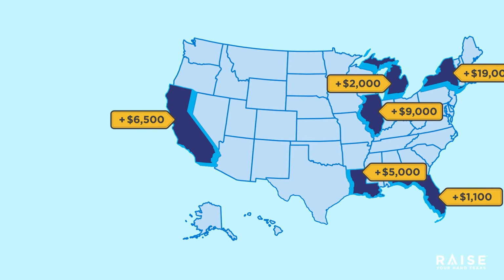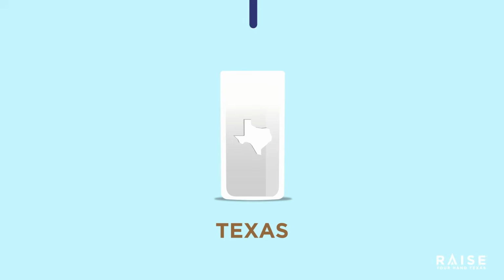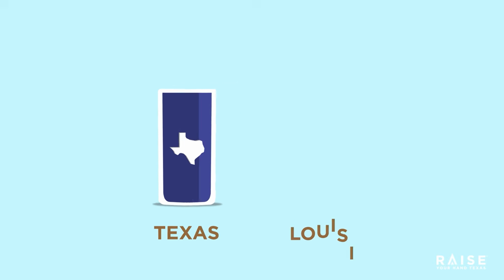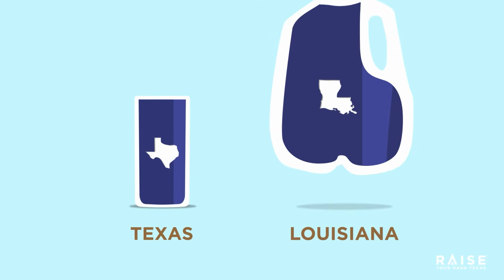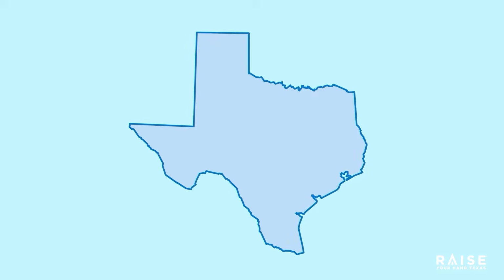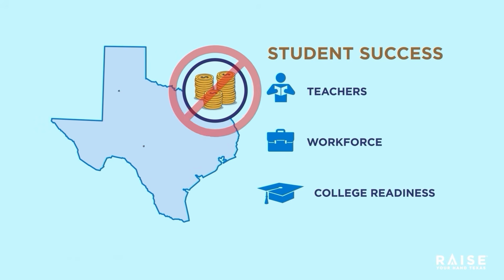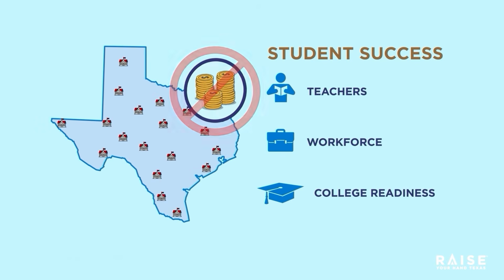So, if school funding in Texas is like filling a glass of water, in Louisiana, it's more like filling up a jug of water. We are falling behind. Texas competes with these other states for qualified teachers, exceptional workforce programs, and college readiness. Without properly funded public schools, Texas cannot compete. We impede student success, and we weaken the future economy of Texas.